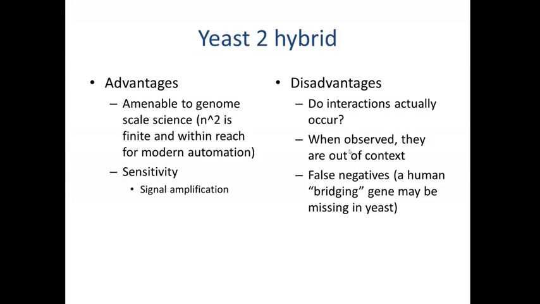And of course, there's also the possibility for false negatives. There could be a human protein or gene that's missing in yeast that bridges two proteins, and of course, you would not read that out in the yeast system unless you had that protein.